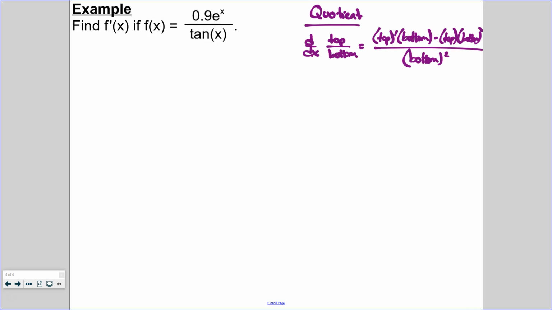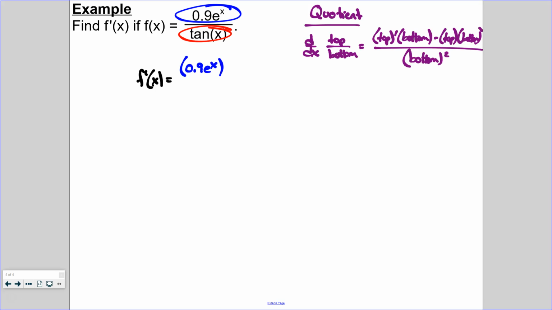So let's identify our top and our bottom. We can see here that our top is 0.9 e to the x, and our bottom is tangent of x. So let's get to work. f prime of x is going to be equal to, the derivative of the top. So we need to take the derivative of 0.9 e to the x. Well, remember, we can ignore coefficients, so 0.9 won't change. And the derivative of e to the x is just e to the x.